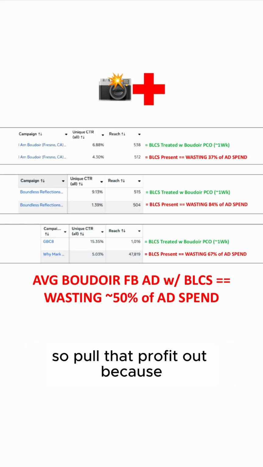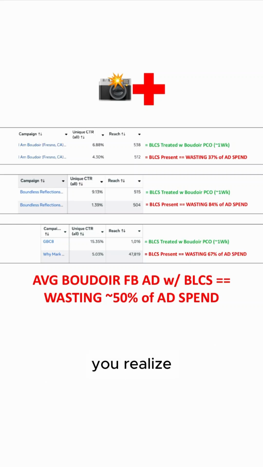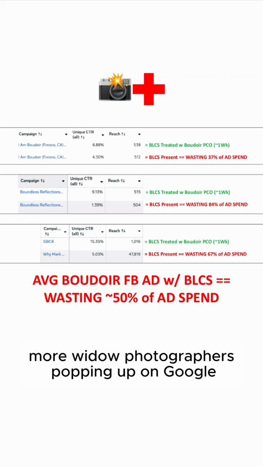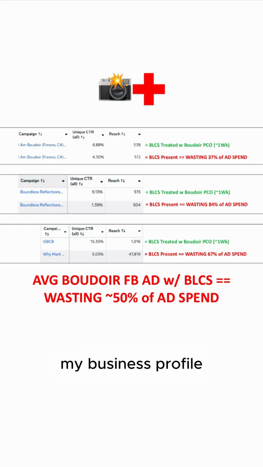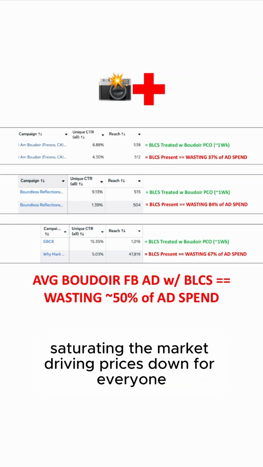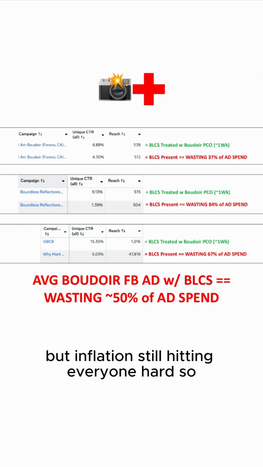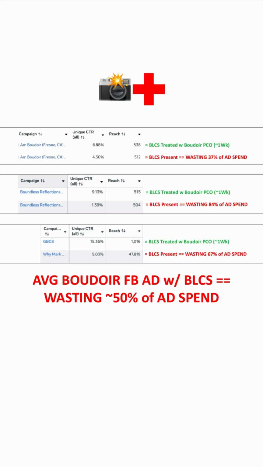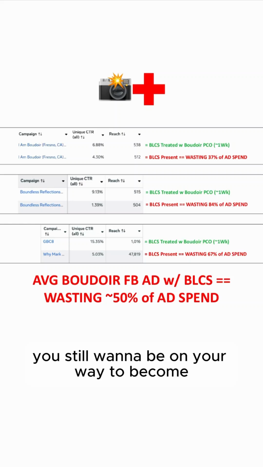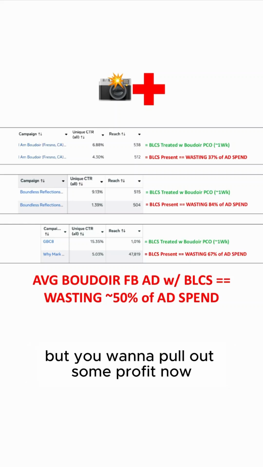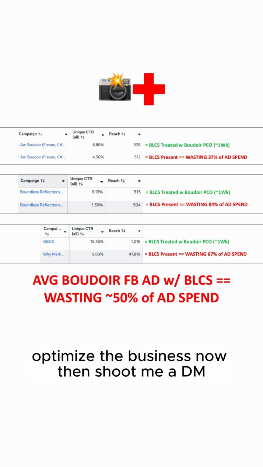So pull that profit out because you realize it's time to pull profit out of the business now, because more boudoir photographers are popping up on Google My Business profile, saturating the market, driving prices down for everyone. But inflation's still hitting everyone hard. So you still want to be on your way to be number one boudoir photographer in your city, but you want to pull out some profit now, optimize the business now. Then shoot me a DM.